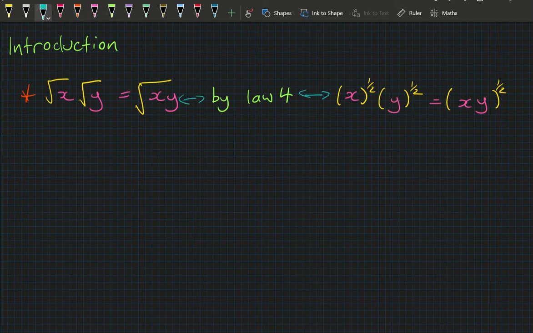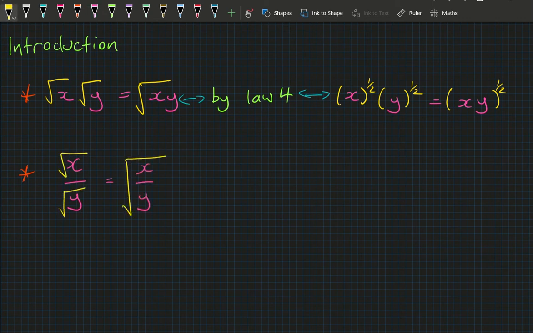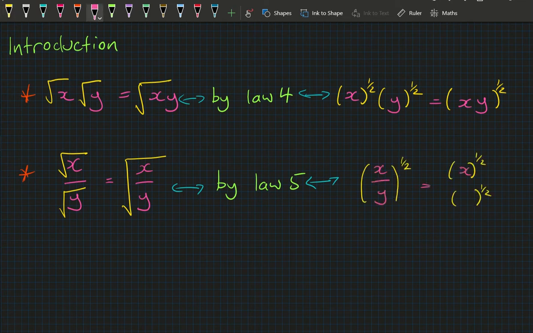And that the square root of x divided by the square root of y is just equal to the square root of x divided by y. And we learnt that with law 5 of the index laws, because that's the same as saying x over y to the power of a half is equal to x to a power of a half divided by y to a power of a half.